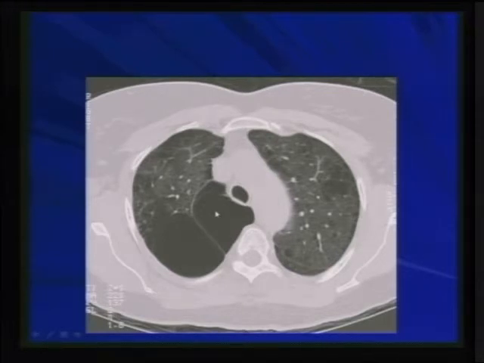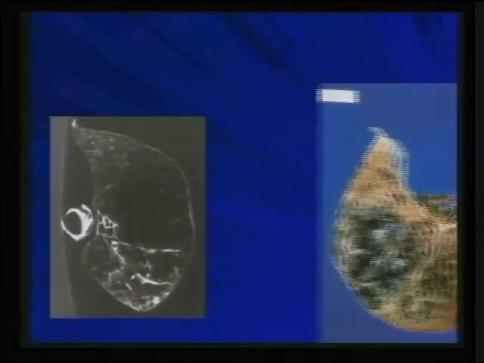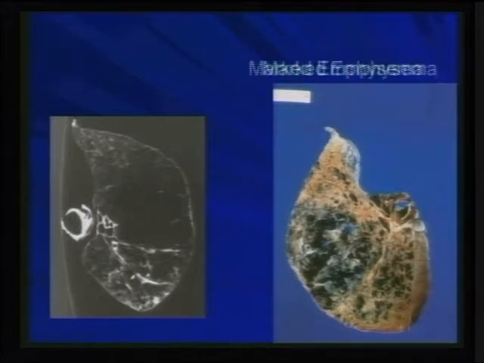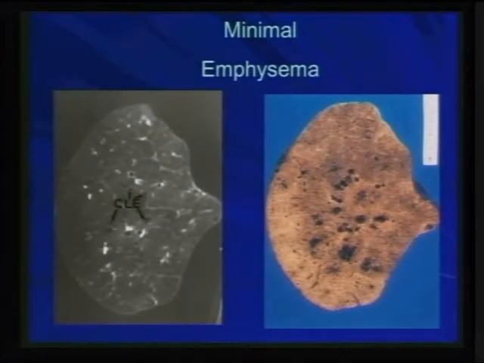So this is coalescence of areas of centrilobular pulmonary emphysema, and typically seen in the upper lobes, and this is the typical one related to cigarette smoking. In advanced pulmonary emphysema, you see these areas of coalescence of destroyed lung into bullous disease. But it's in the cases of minimal emphysema that you can, as a radiologist, make an impact in helping the patient to stop smoking.